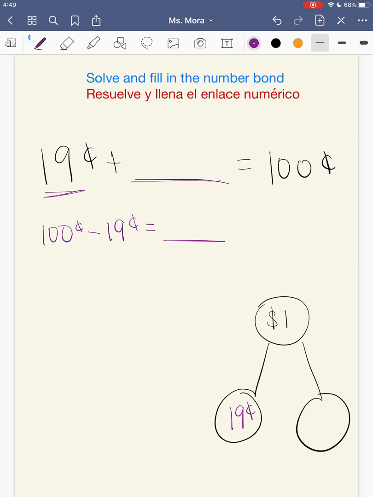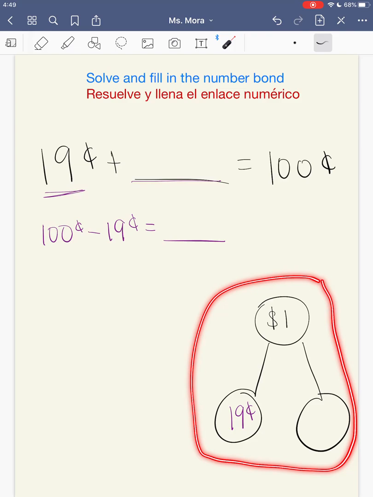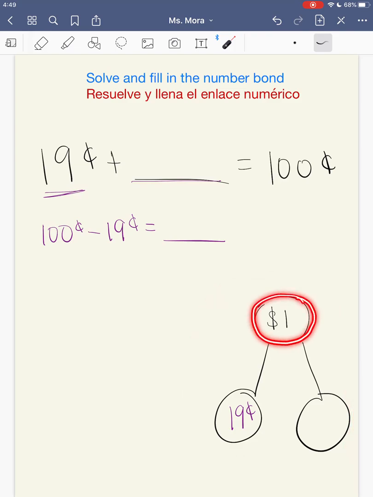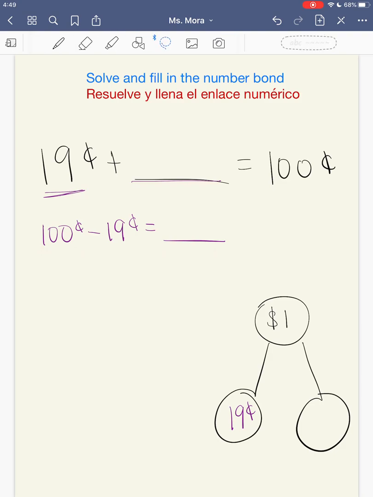Okay, so recuerda, so aquí tengo 19 centavos más algo es igual a 100 centavos, y aquí está mi enlace numérico. Okay, recuerda que el total siempre va acá arriba y total es $1 porque es lo que tengo aquí, 100 centavos. Y estas son mis dos partes que voy a sumar para llegar a $1. So, esta parte 19 centavos es lo que tengo aquí. Y me falta esta otra parte, así es que debo restar 100 menos 19 centavos para encontrar mi número que me falta. Okay, so es lo que voy a hacer.